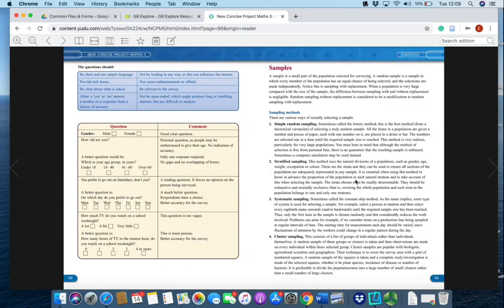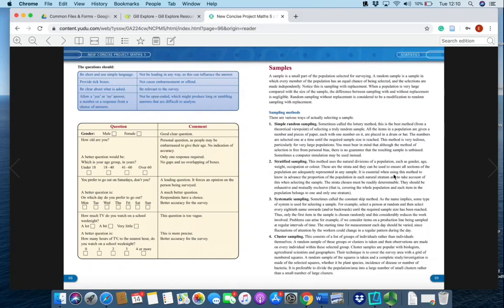Okay, so the second one then is stratified sampling, or there's a strategy. So this method uses the natural divisions of a population such as gender, age, weight, occupation or colour. These are the strata, and they can be used to ensure all sections of the population are adequately represented in any sample.